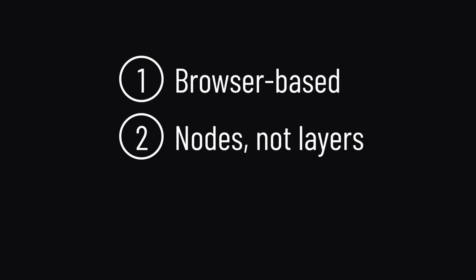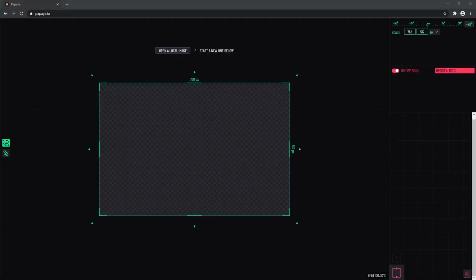Secondly, Papaya has nodes instead of layers, which makes it substantially more powerful than traditional image editors. Let's have a look at how this works. Papaya starts up with an empty document that looks like this. It starts us out with one node. At this point, we could resize the document or start drawing. But for now, let's open an existing image.